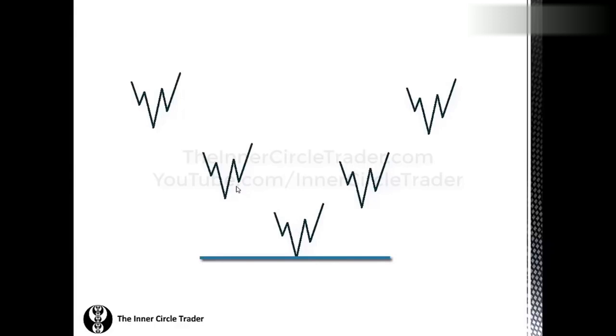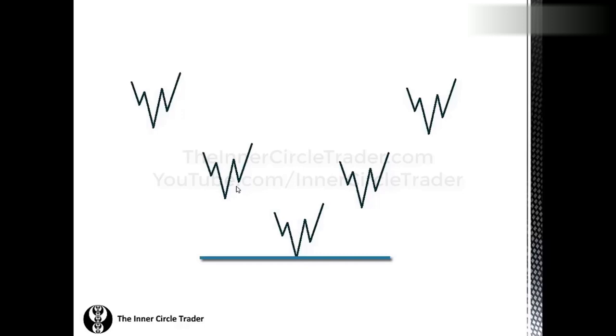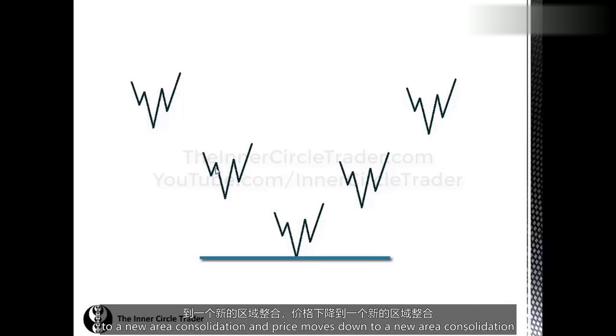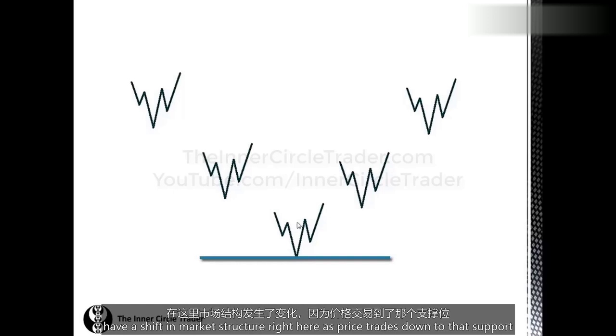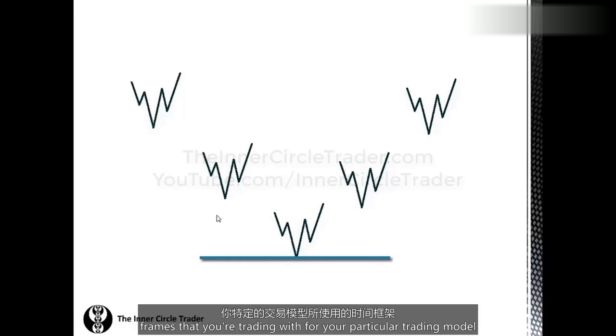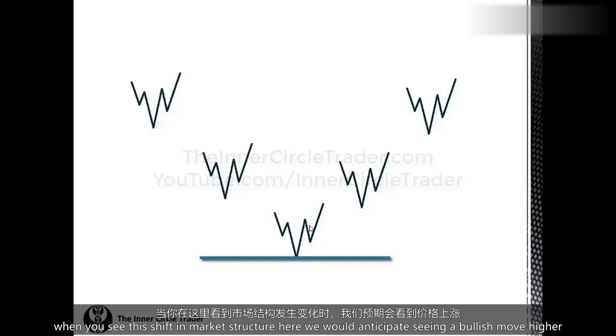Okay, now because we have to live in the gray area and not expect a simple black and white premise to trading, when we see a consolidation here and price move down to a new area consolidation, and price moves down to a new area consolidation, and then we have short-term breaks in market structure, in other words, we have a shift in market structure right here, as price trades down to that support level, again, this is all assuming this is the highest level of your 3 time frames that you're trading with for your particular trading model, when you see this shift in market structure here, we would anticipate seeing a bullish move higher.